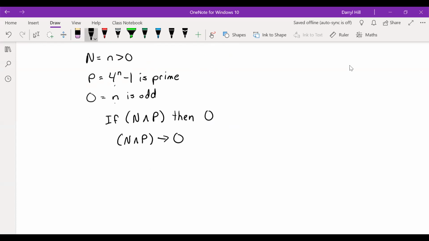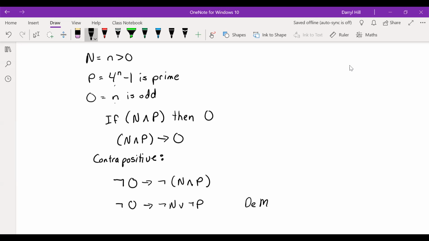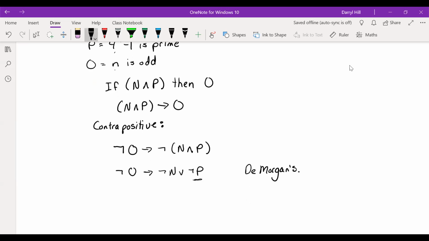So if I want to take the contrapositive of that, I take the inverse and the converse. So it's not O implies the negation of this, N and P. Right. And then we can apply De Morgan's here. Not N or not P by De Morgan's law. So instead of arguing directly, we're going to argue indirectly, and then we can argue this not P, and we can express that a lot easier.